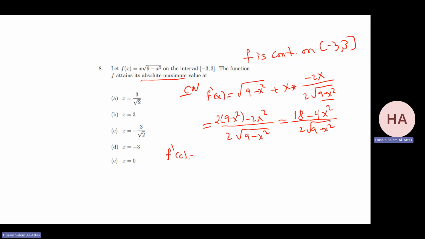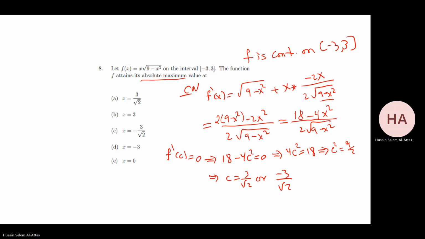F prime at c equals 0. So you have 18 minus 4c squared equals 0. That means 4c squared equals 18, so c squared is 9 over 2. So c equals 3 over root 2 or minus 3 over root 2. Both are in the interval. Both are okay.